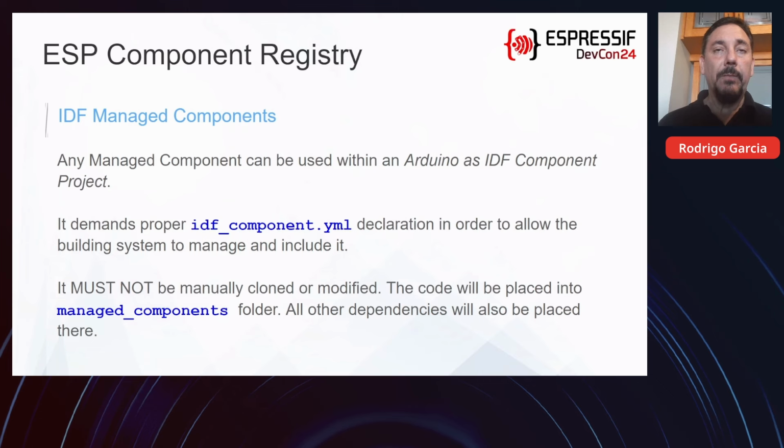Everything that you bring from the managed components should never be touched or modified. It's managed by the system. So if you need, for any reason, to modify your component that comes from the registry, you need to copy that from the managed components folder to your components folder, which is your local group of components. So there you can modify anything. If you try to modify any source code in the managed components folder, the system will complain about it and will not allow you to build the target.